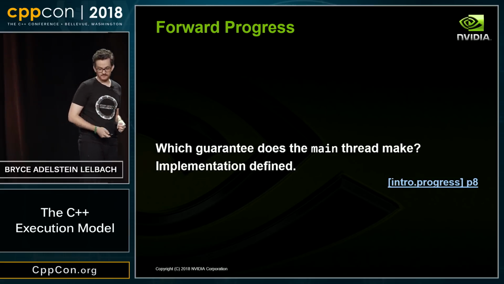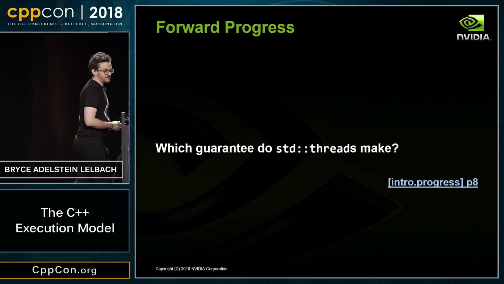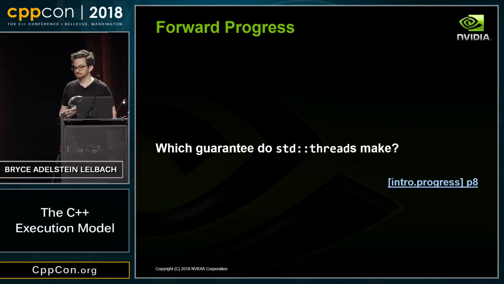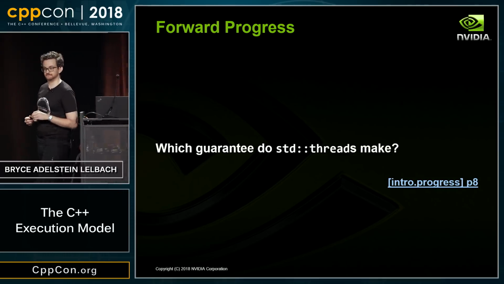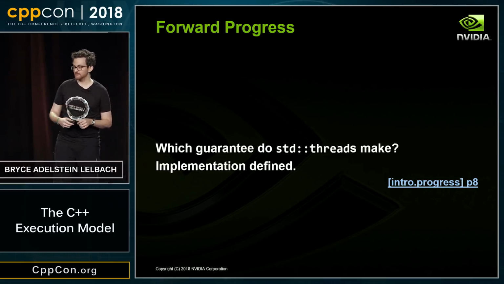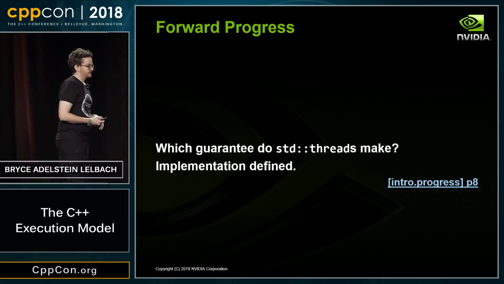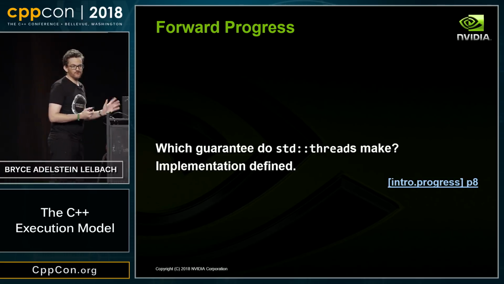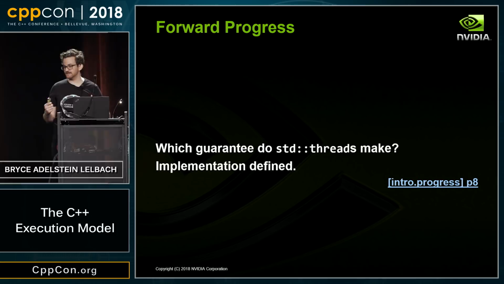So it's implementation defined. What about std::thread threads? Anybody? The same here? Yeah, it's the same. It's also implementation defined, of course. So again, most implementations will give you concurrent forward progress guarantees, but on some platforms, like embedded platforms, real-time platforms, you might not get this.